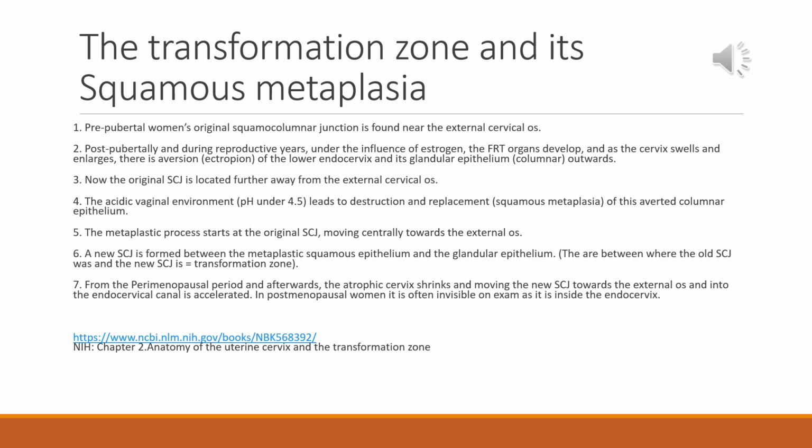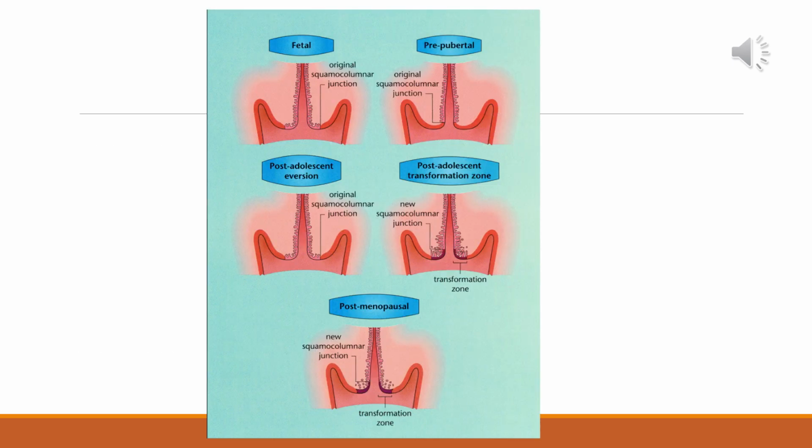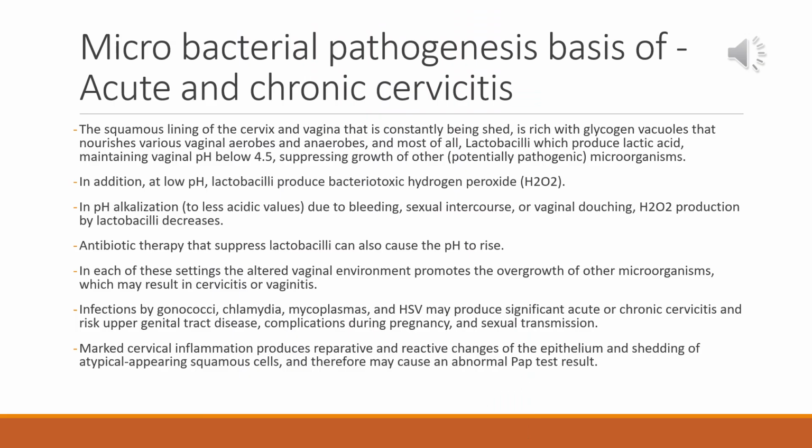7. Perimenopausally and afterwards, postmenopausally, the atrophic cervix shrinks and it moves this new squamocolumnar junction into the endocervix, and then it's no longer visible anymore. Nice picture. Here's a few points on the lactobacillus maintaining a protectory environment using lower pH and production of hydrogen peroxide to prevent other pathogens from colonizing the external reproductive tract.